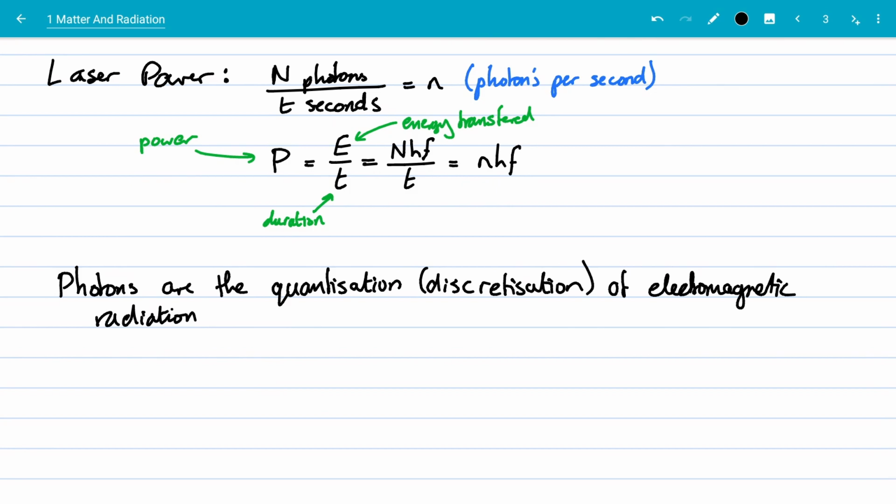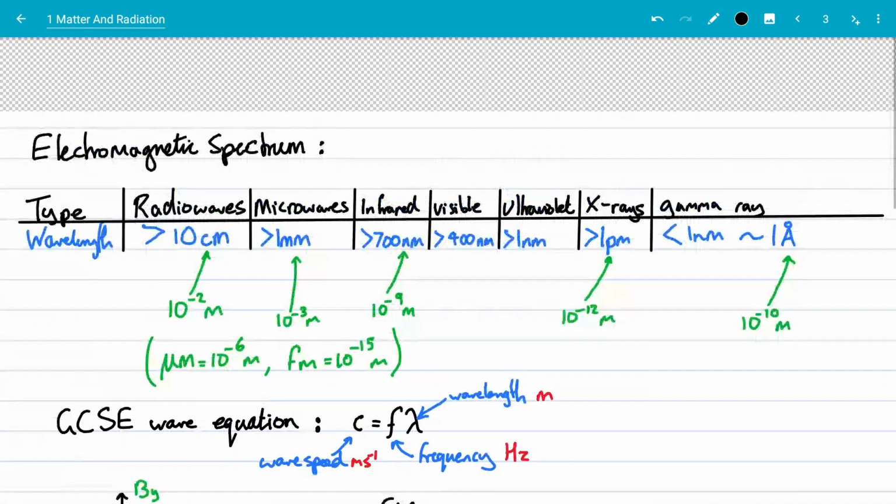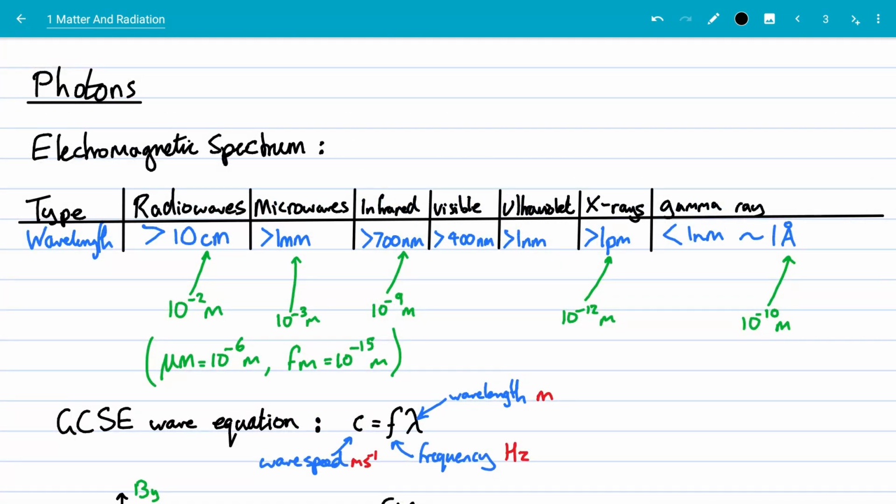And so concludes this section all about photons. In the next lesson, it's going to be about particles and antiparticles. Ooh, very exciting.